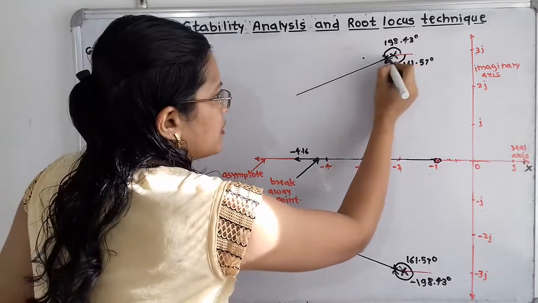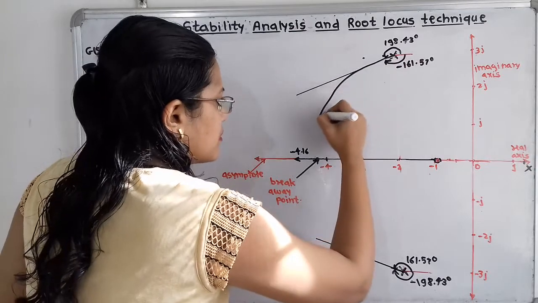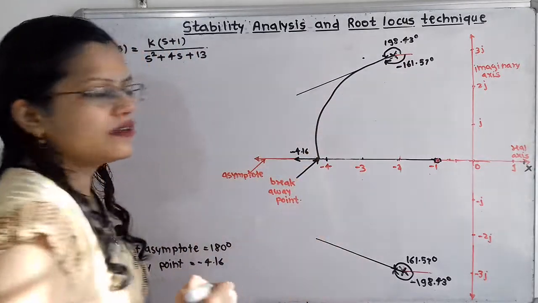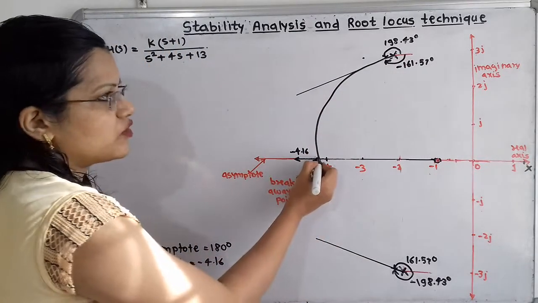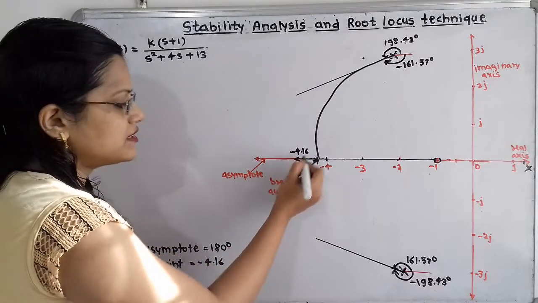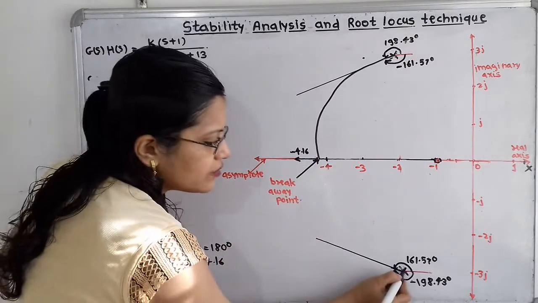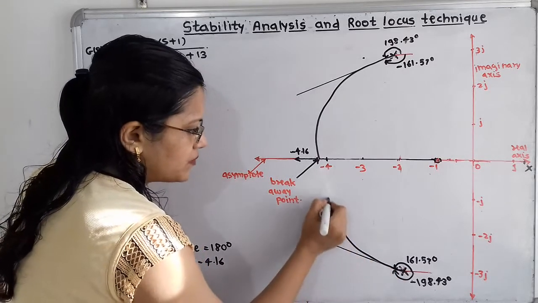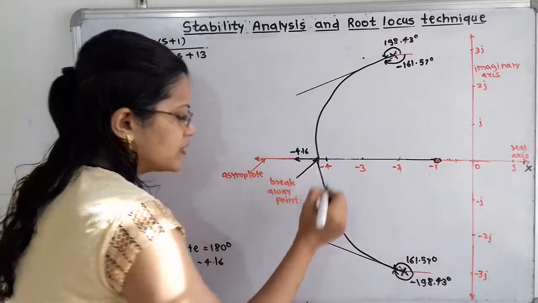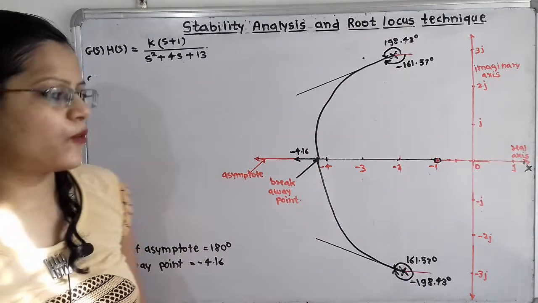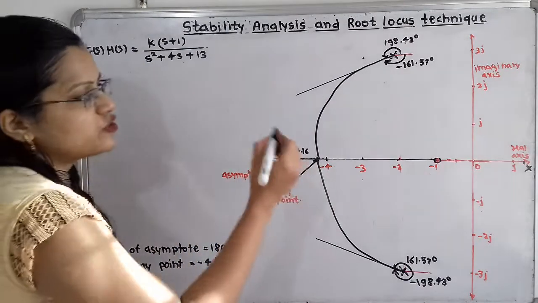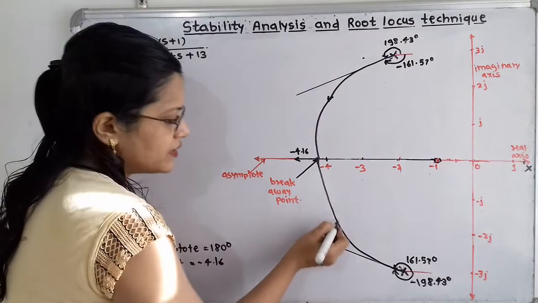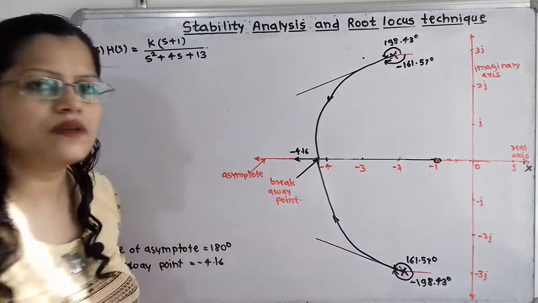So I will draw here. So we have to take here the point of intersection on real axis for the branch, that is the breakaway point, and here we have to take the second branch. So the second branch also we have to extend up to this point, the breakaway point. Now we will show the arrow also. So in this direction this branch will move.